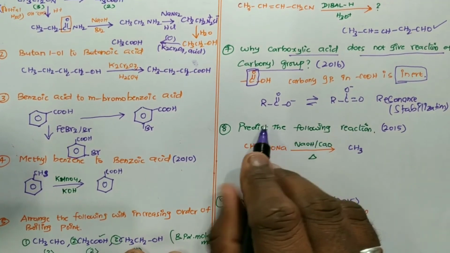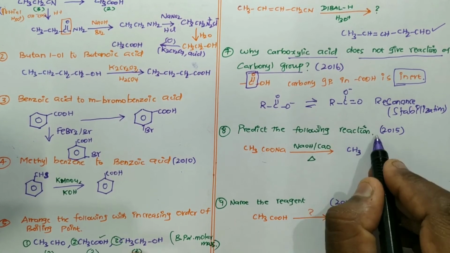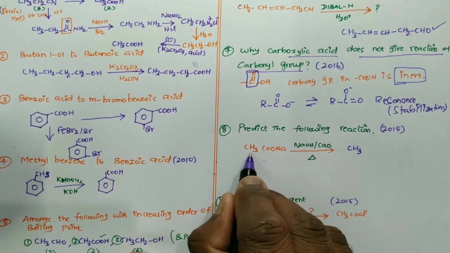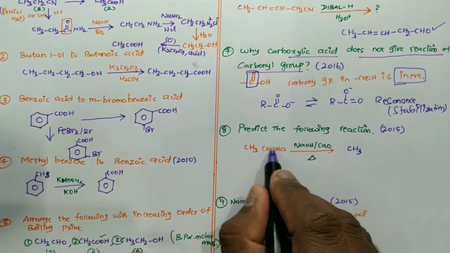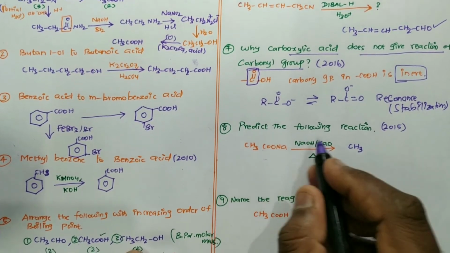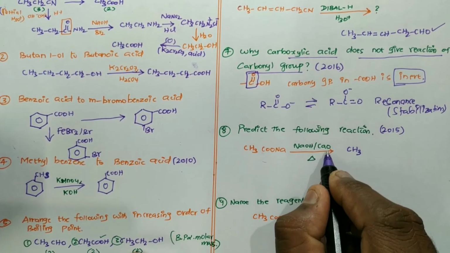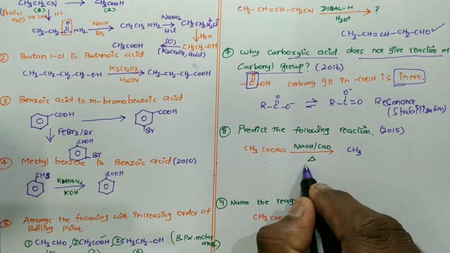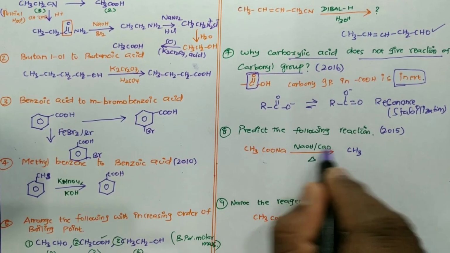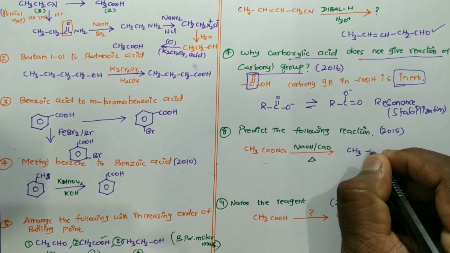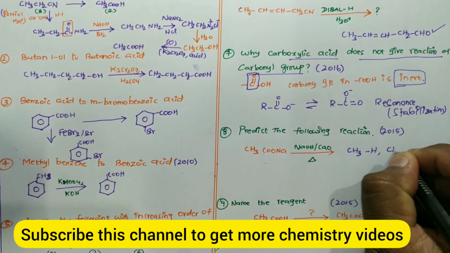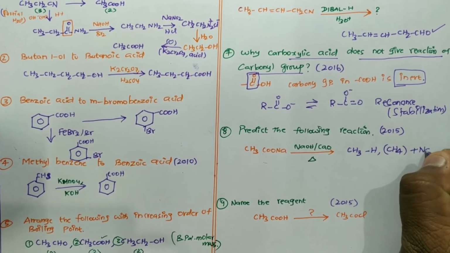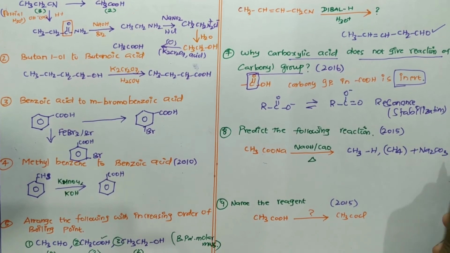And the next question is: predict the following reaction. This question was asked in the year 2015. Here CH3COONa, sodium acetate, is given in presence of sodium hydroxide and calcium oxide on heat. As we know, once calcium oxide and heat come in, it liberates carbon dioxide. So I'll be getting CH3H, that is nothing but CH4, methane as a product, along with sodium carbonate, Na2CO3.